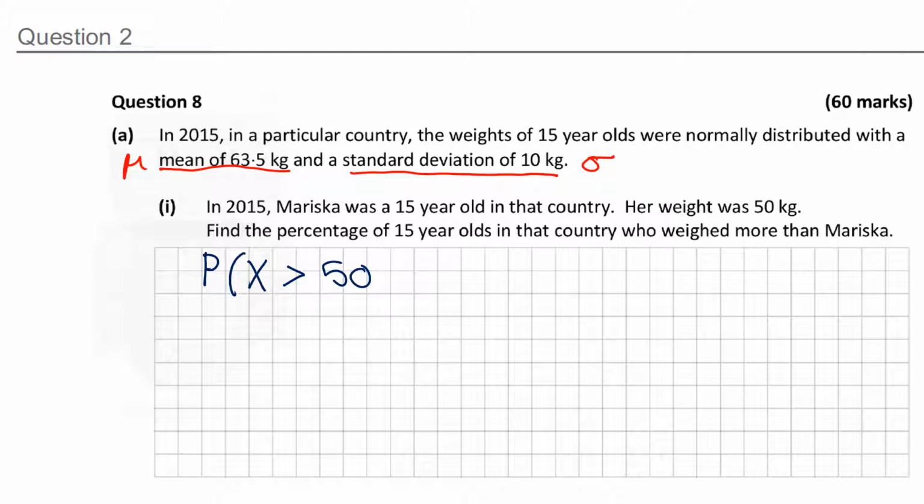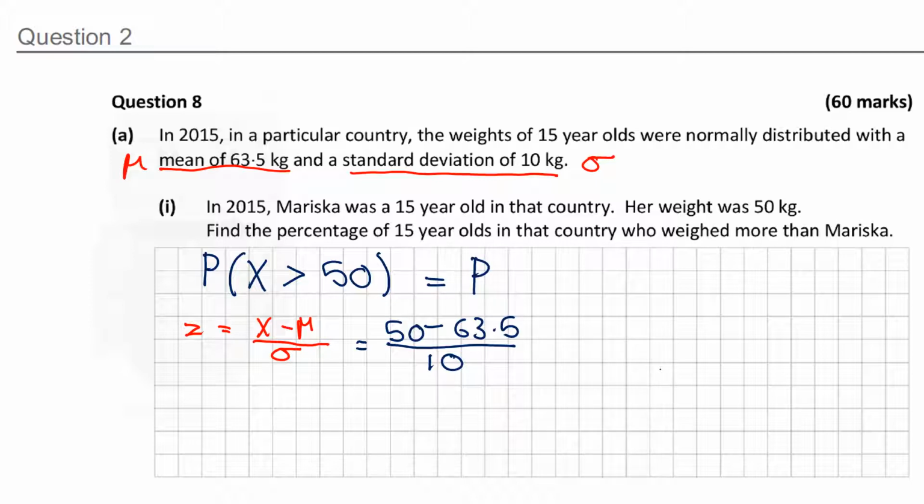However, we can't really deal with x is greater than 50. We have to normalize it. So to normalize it, we use the normalizing formula, which is in your log tables, and it's given as z is equal to x minus mu all over standard deviation. So we sub into our formula. X in this case is 50. We're subtracting our mean of 63.5, and that's all over 10. So what we're actually looking for in terms of z is the probability that z is greater than minus 1.35.